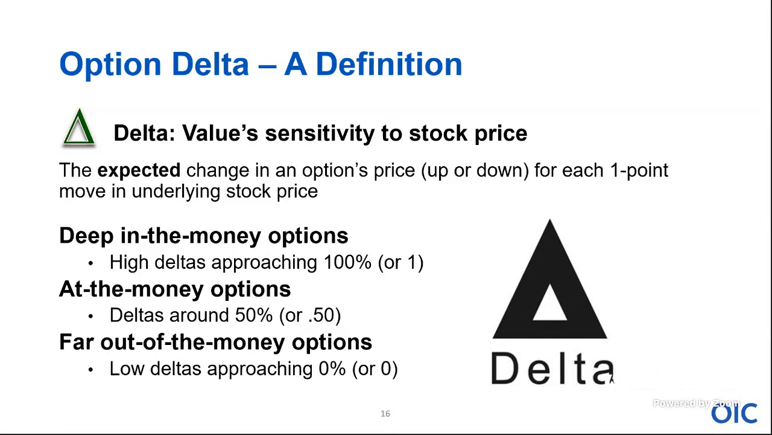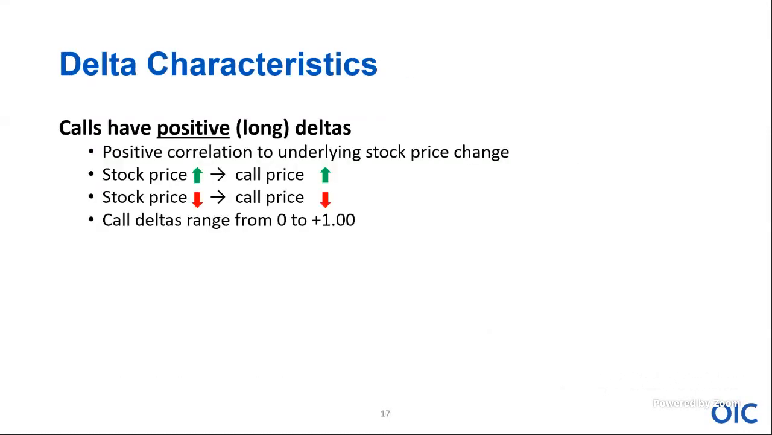Now I want to break out calls versus puts and talk positions being long and short. Calls have positive deltas because there is a positive correlation to the stock price change. As the stock moves higher, call prices are influenced higher and deltas are going higher as well. And as the stock price drops, call prices go down and call deltas also go down. Positive correlation is long deltas. If you purchase a call option, you now own an option that has long deltas, meaning your position is long delta.